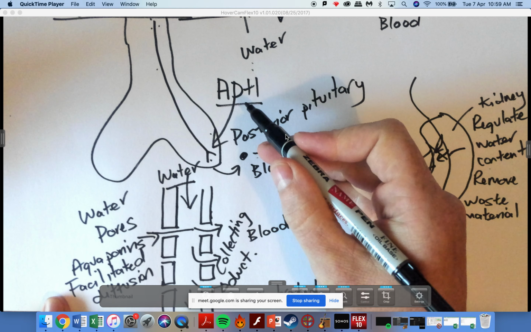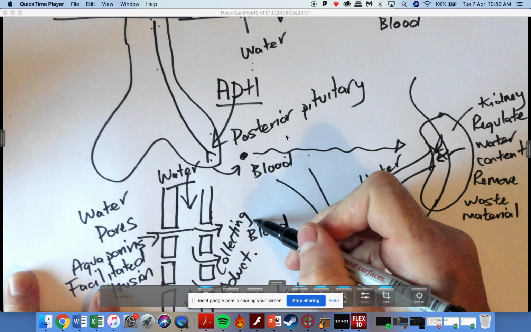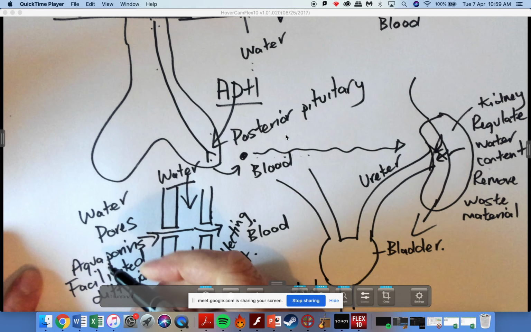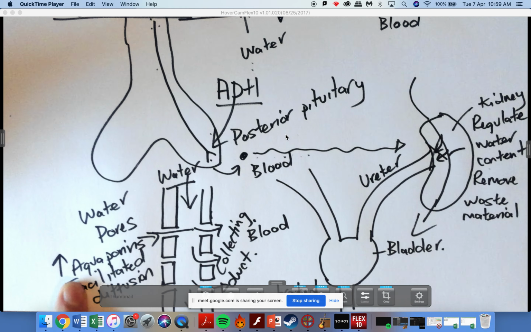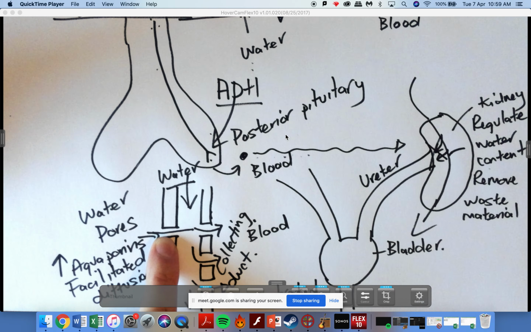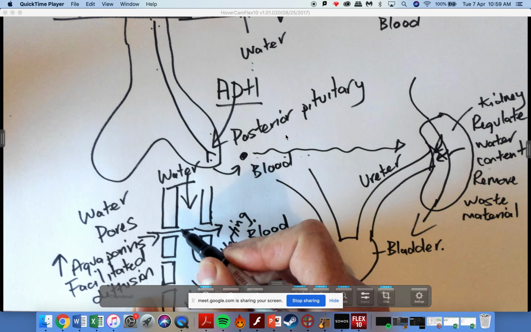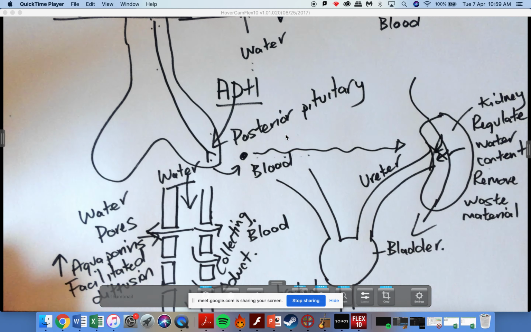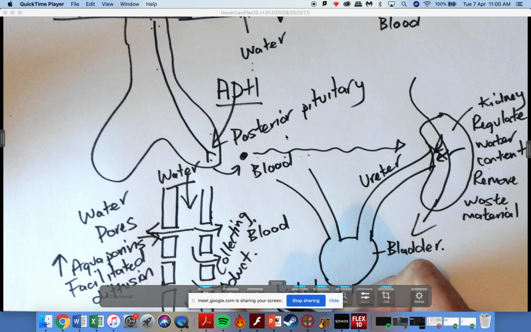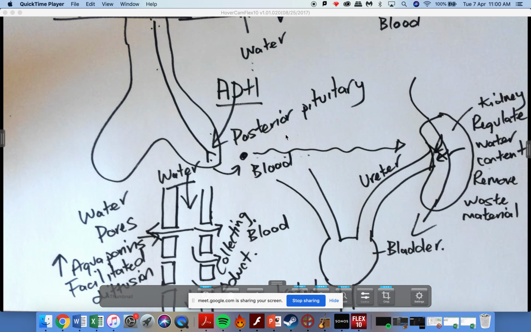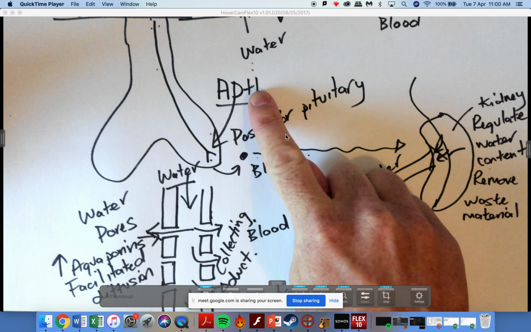So what has ADH done? ADH goes to the collecting duct and it causes an increase in aquaporins. More aquaporins, these channels, join the membrane. And if we get more aquaporins joining the membrane, we have more facilitated diffusion. The water now can move out and be absorbed. And that leads to concentrated urine. We get less volume of urine. So you go to the toilet and it will be darker in colour and you will have less urine. So that's if you're dehydrated.